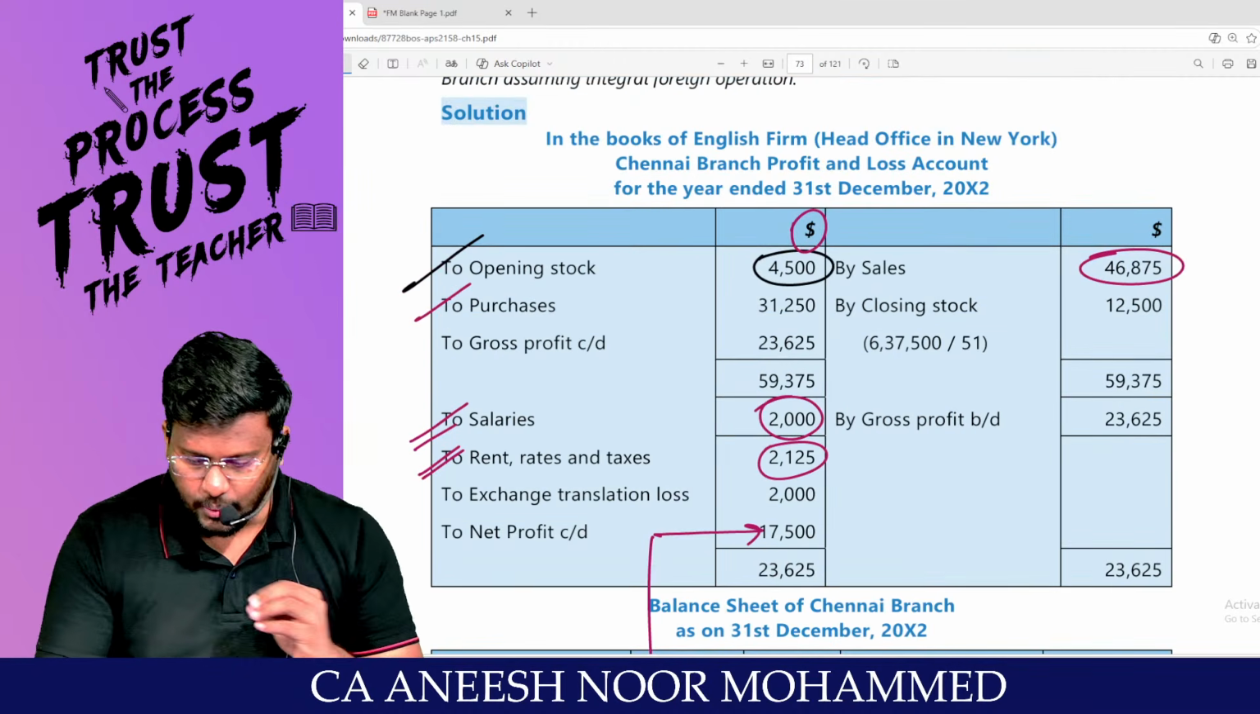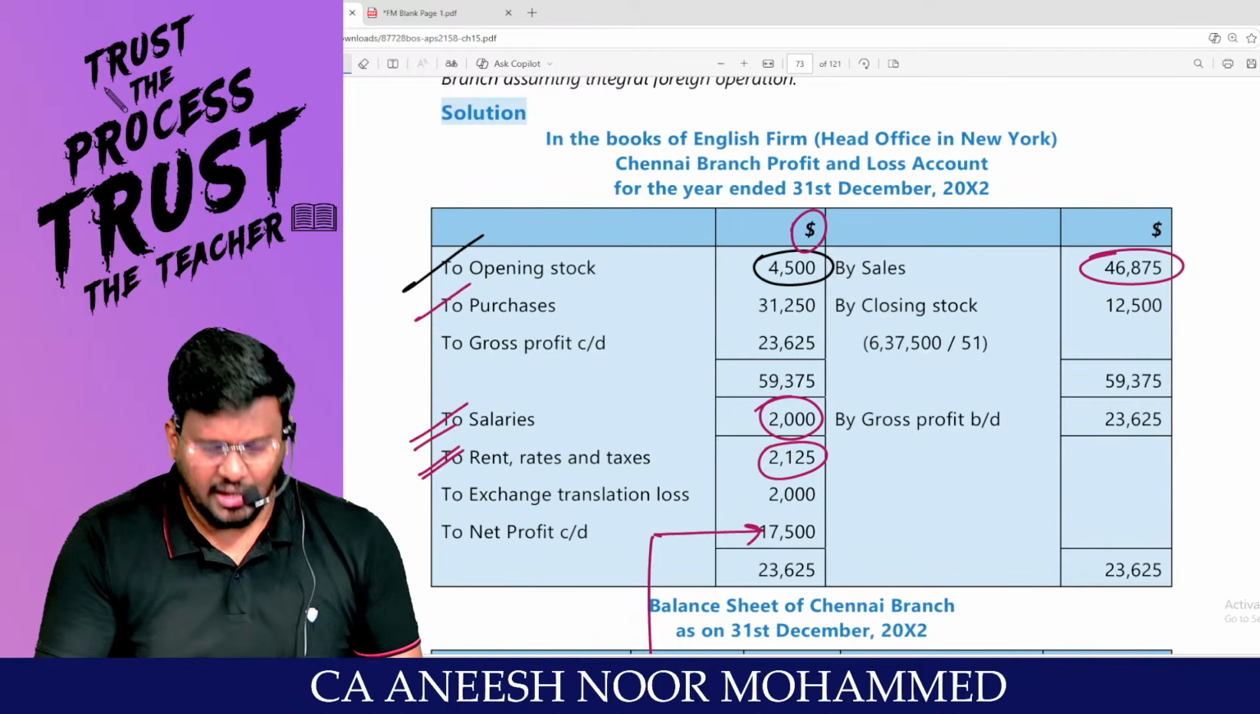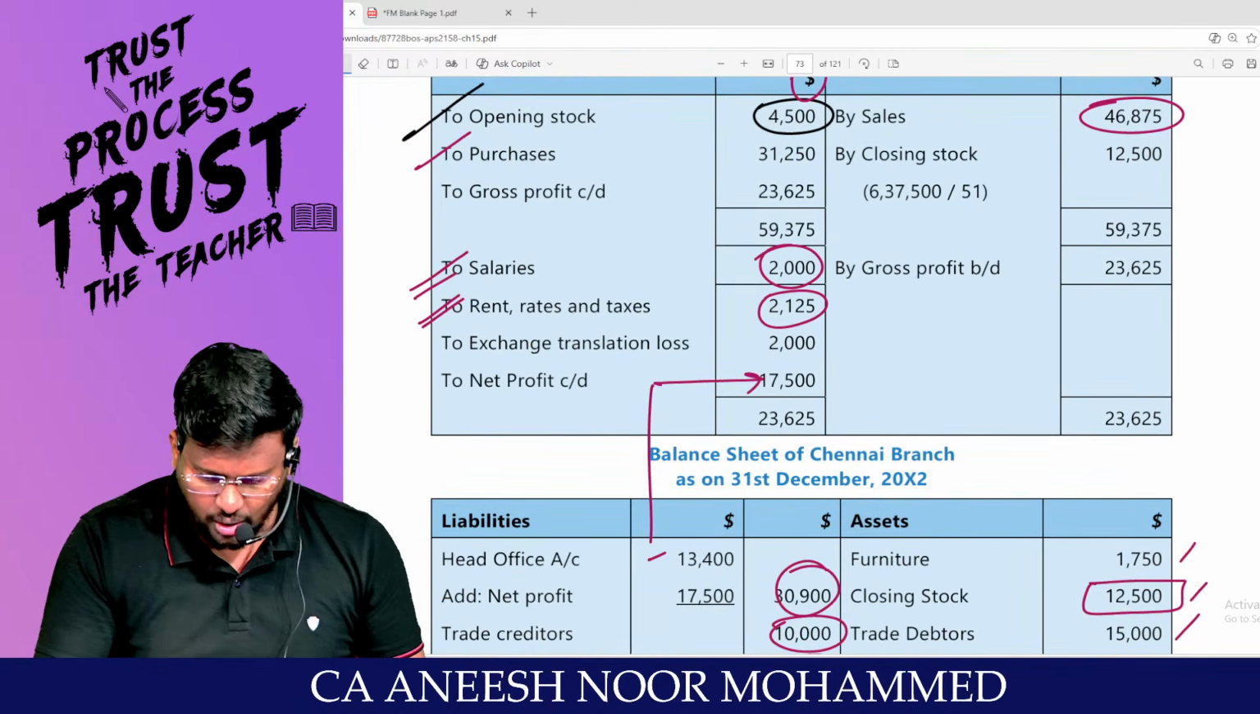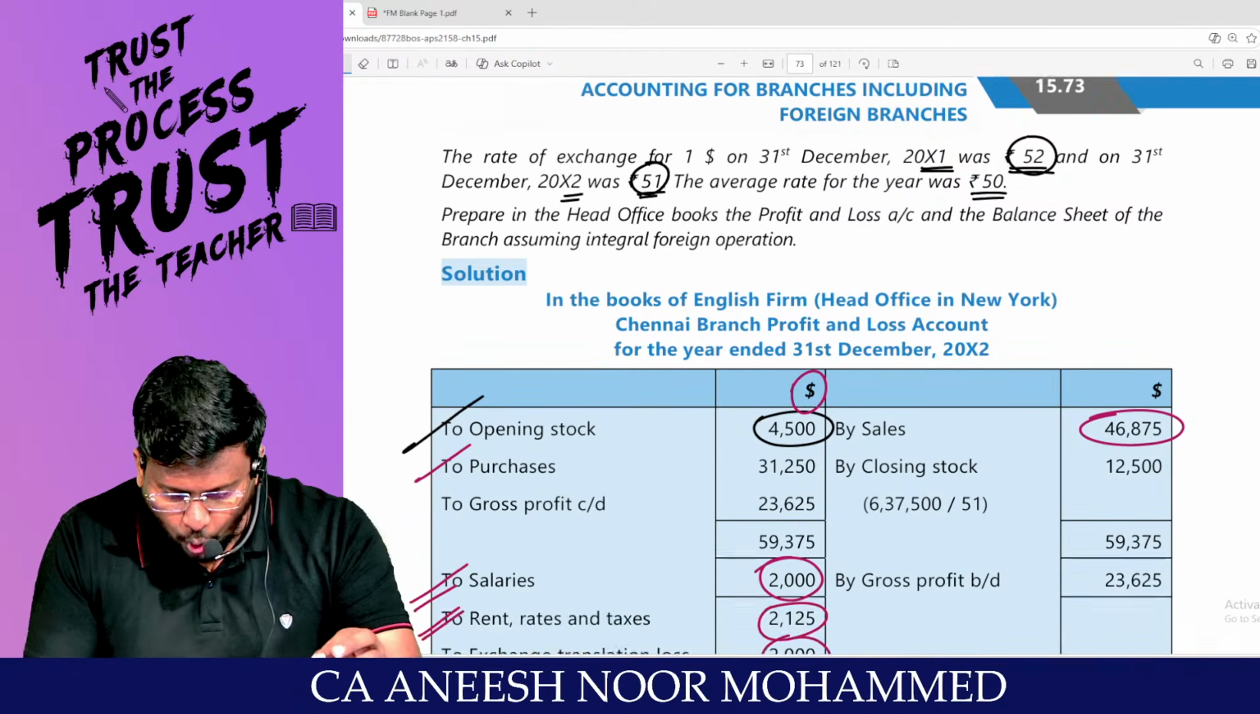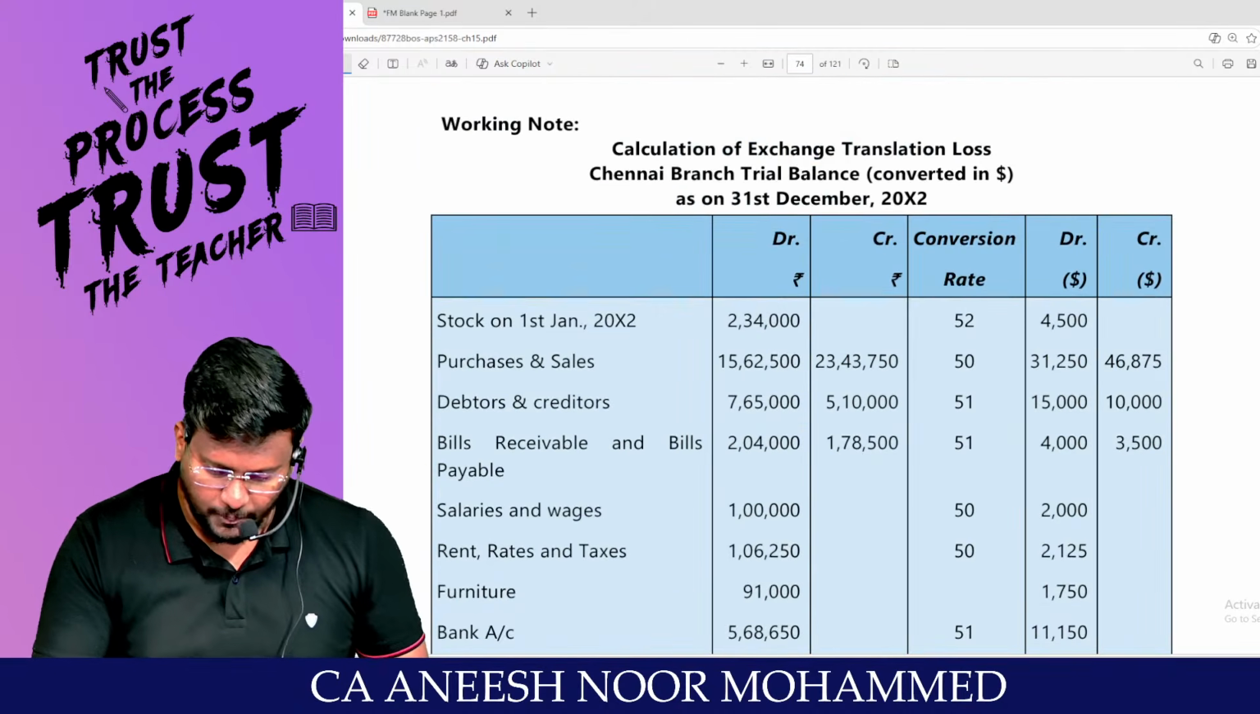That's it with regard to the question. Just tally it. If you have any exchange loss or gain, that difference should be transferred to the P&L account because it is IFO. If it is NIFO, it's a separate account. Is it very much possible?